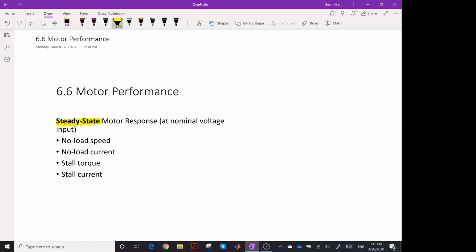Now, you have to be familiar with these terms: no load speed, no load current. What do they mean? Stall torque, stall current. What do they mean? Well, you need to learn these terms. Why? Because when you're shopping for DC motors next year for controls lab, you'll be asking these questions. Oh, how do I choose motors? Well, you'll be given these numbers, and what do they mean?